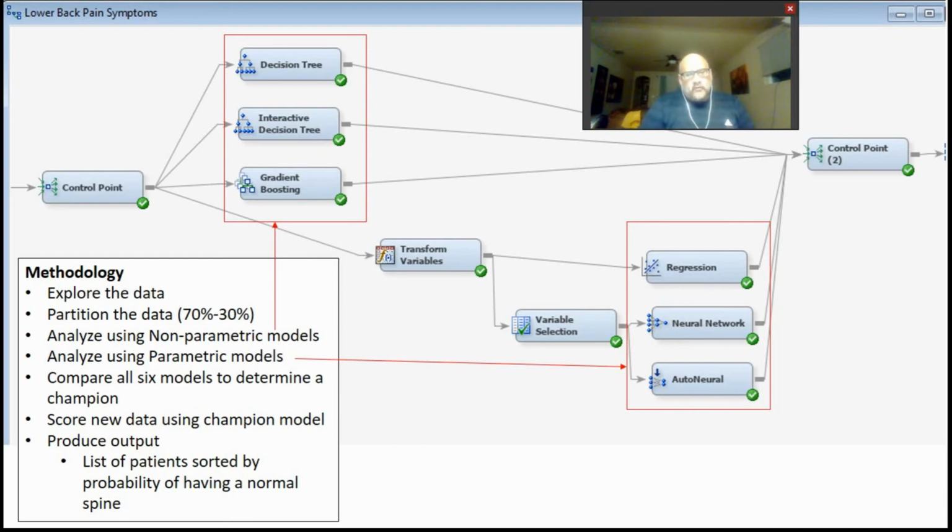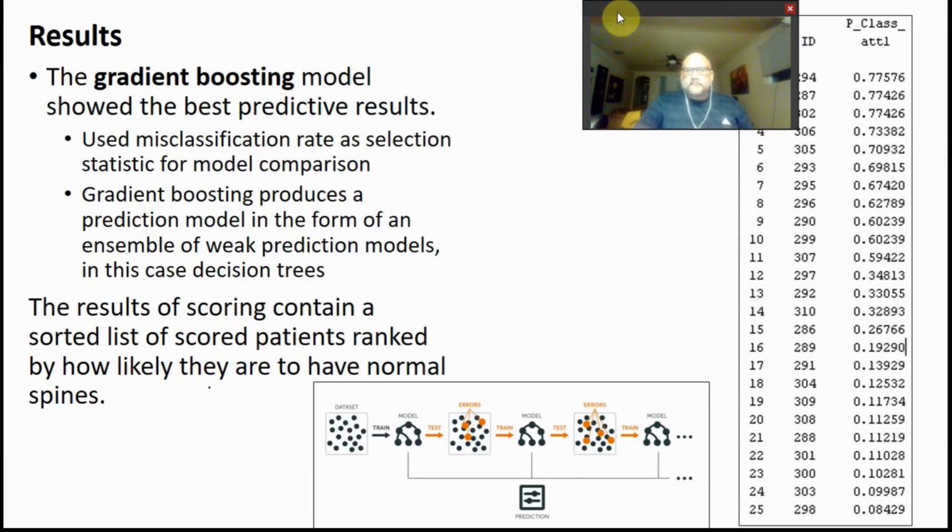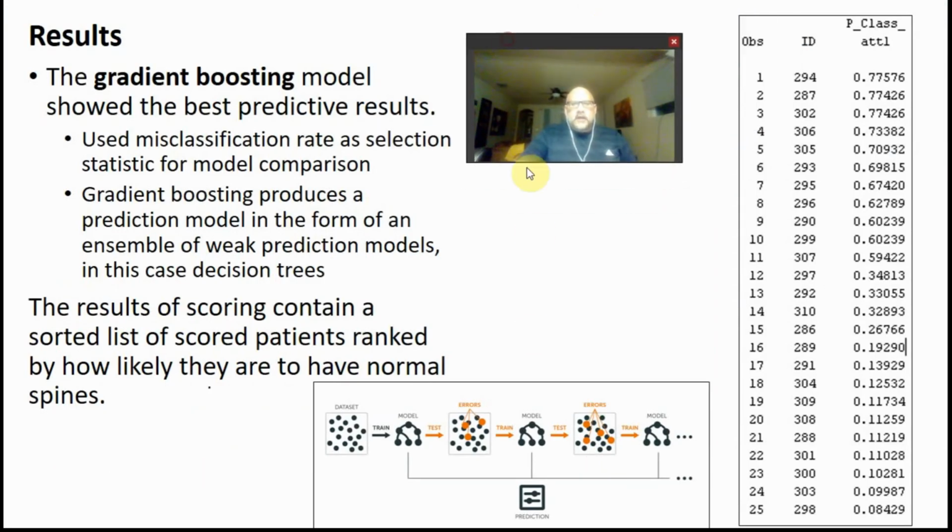Score new data using the champion model, and produce an output, which is the list of patients sorted by probability of having a normal spine. So it's a fairly straightforward method. The results, spoiler alert, the winner was the gradient boosting model. That was the champion. It showed the best predictive results.